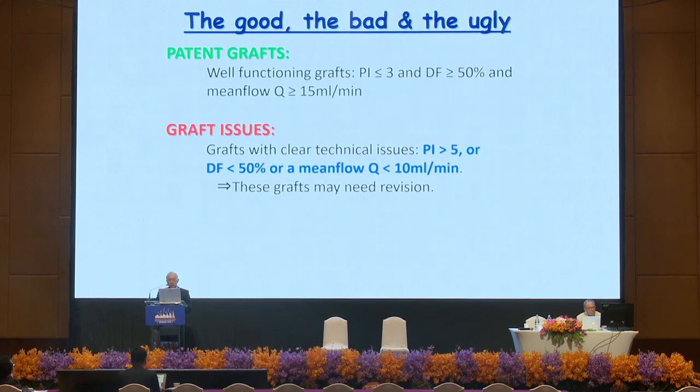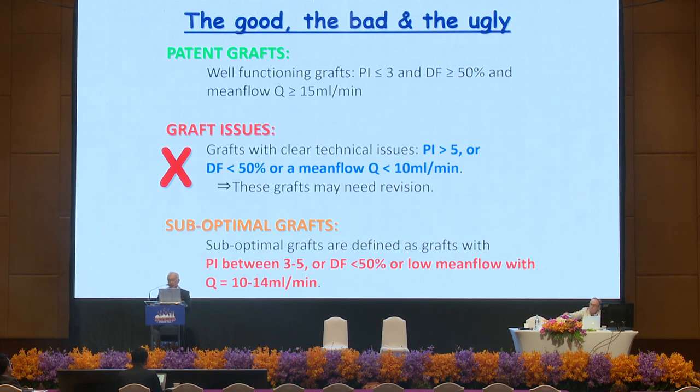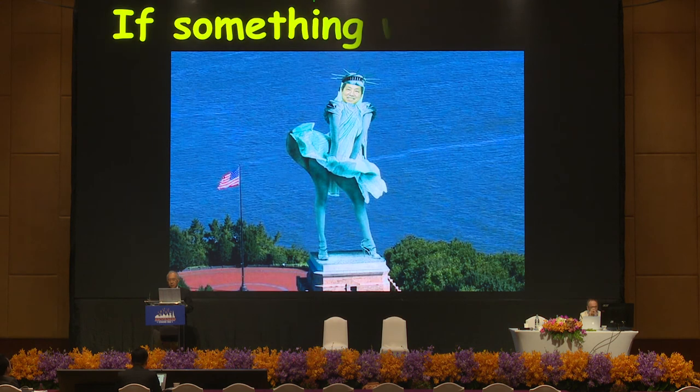So if the graft flow is less than 10 milliliters and PI is more than 5, or diastolic filling is less than 50%, this graft may need revision. But there are some suboptimal cases, like PI between 3 and 5, diastolic filling a little less than 50%, and flow between 10 and 40 milliliters per minute. This is a marginal, suboptimal graft. So you can't have confidence from the information of transit time flowmetry alone. If something is wrong, we have to do something, okay?